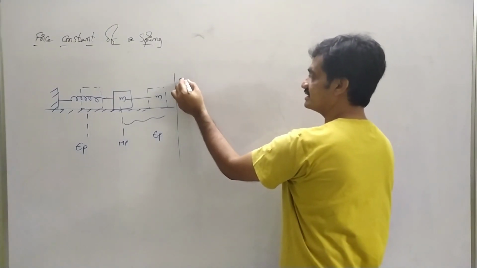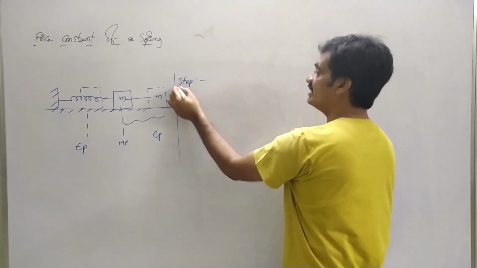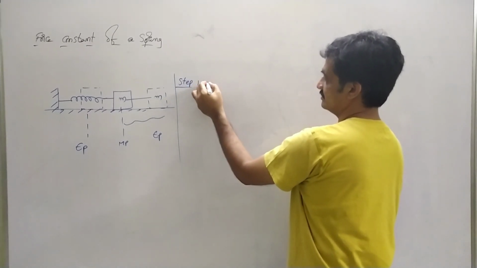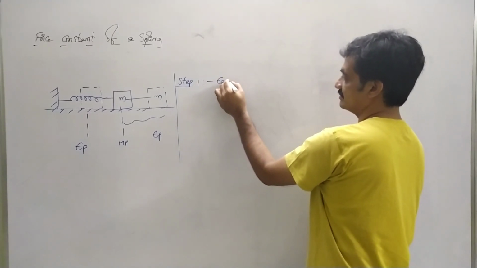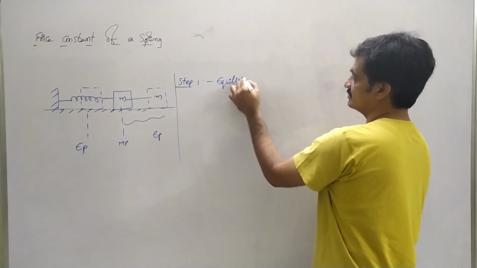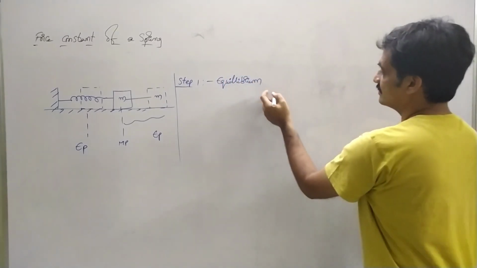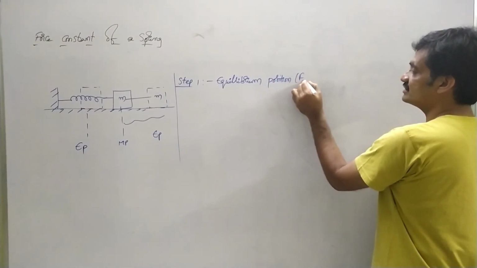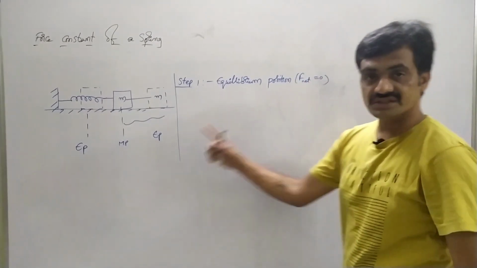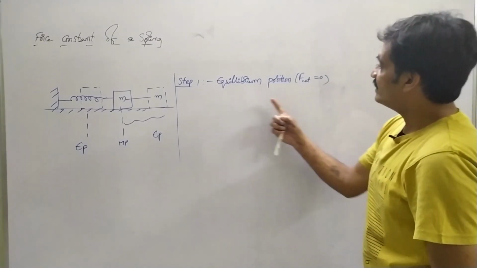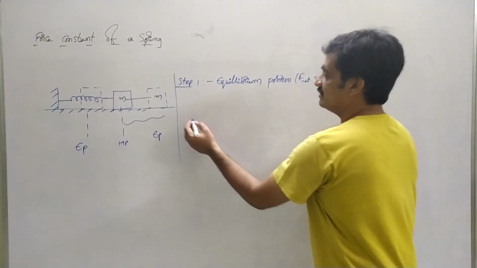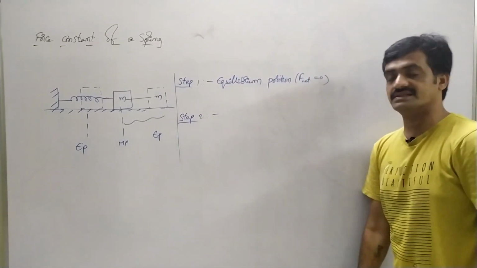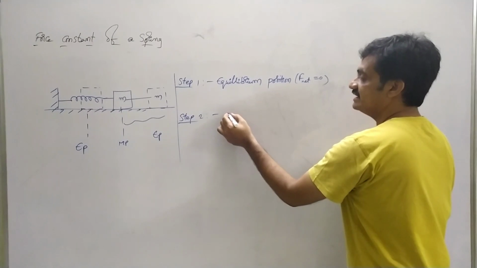The first step is to represent the equilibrium position, where the net force is equal to 0. After representing this equilibrium position, step 2 is that the body has to be displaced by a displacement x.